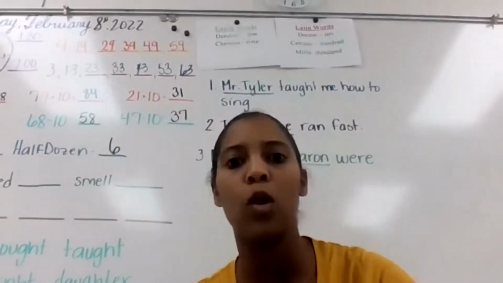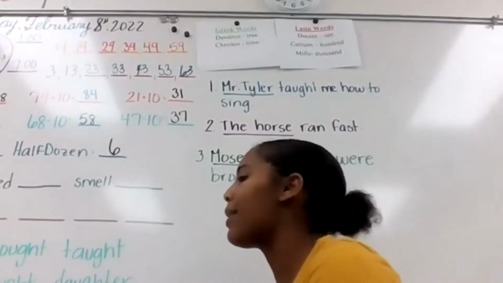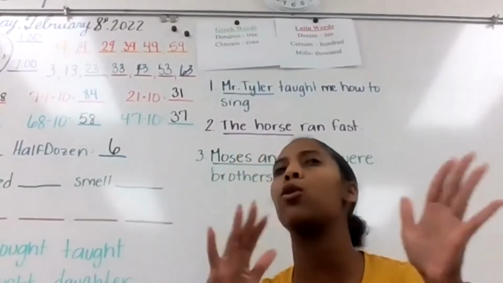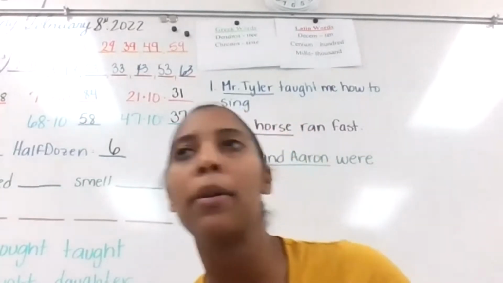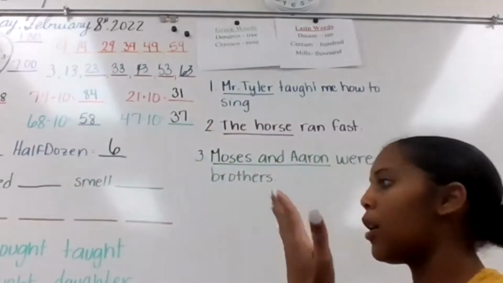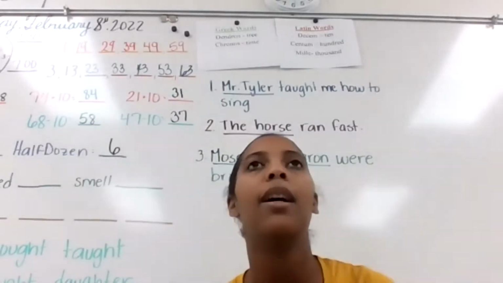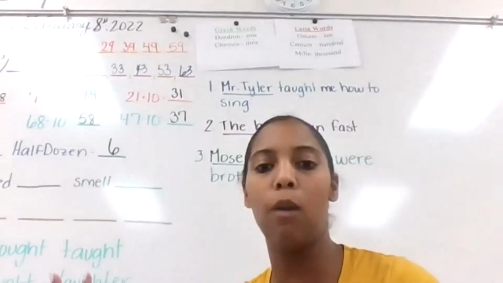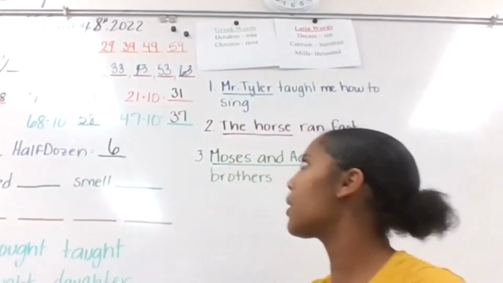Mr. Tyler. All right, so let's look at our sentences. Remember, yesterday we practiced taking out a noun, changing it into a pronoun. So remember the pronouns: he, she, him, her, his, hers, they, them, theirs, us, we, our, ours, it, and its for things. So that's what we're gonna do today.